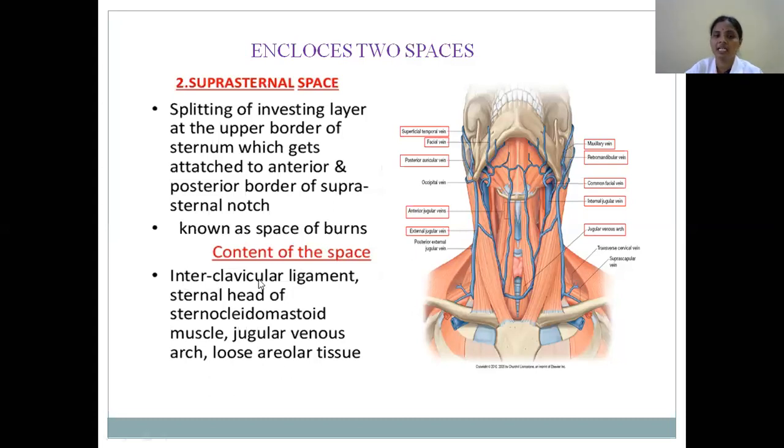See, the interclavicular ligament, where the two clavicles are connected by means of a ligament. Then in this space, one important muscle is present. What is that? The sternal fibers of the sternocleidomastoid. Sternocleidomastoid takes origin by two heads. One is from the sternum and one is from the clavicle. So here we can see the sternal head of the sternocleidomastoid is one of the important contents of this suprasternal space. Then the jugular venous arch.